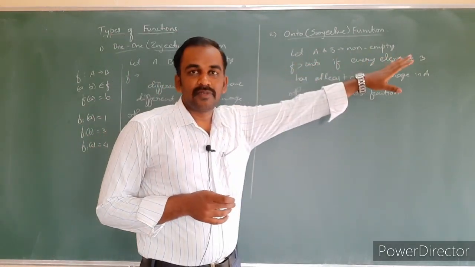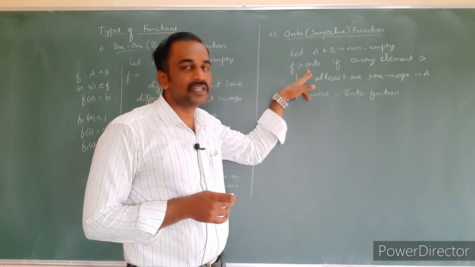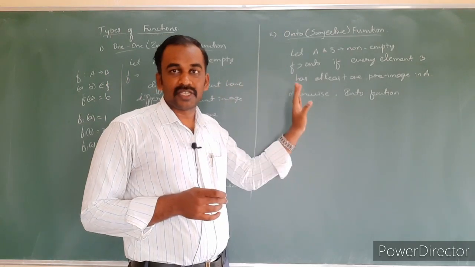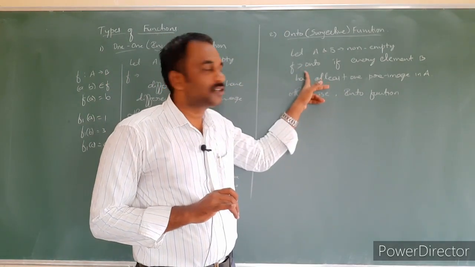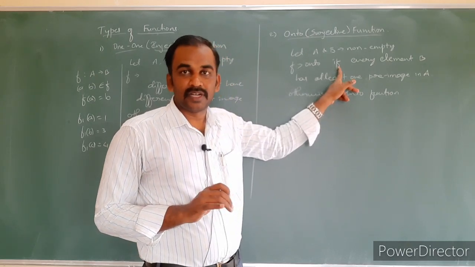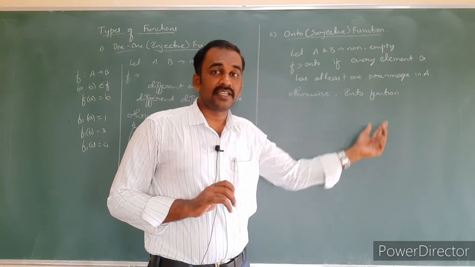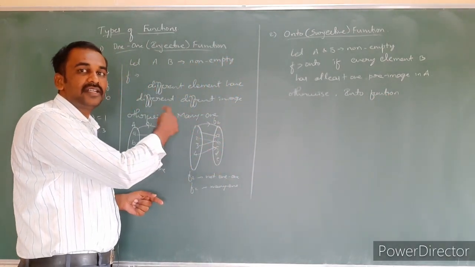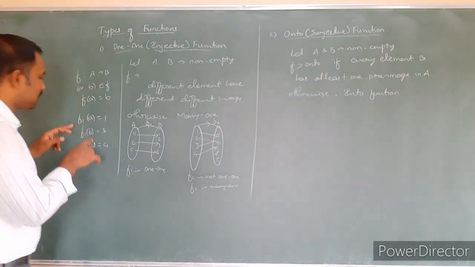A and B are two non-empty sets. On those two sets, a function is defined. Next, that function is said to be an onto function when a condition holds. What is the condition? Every element of the set B, the second set, has at least one pre-image. Already we know the images and the pre-images.